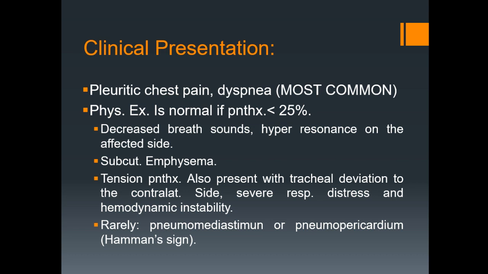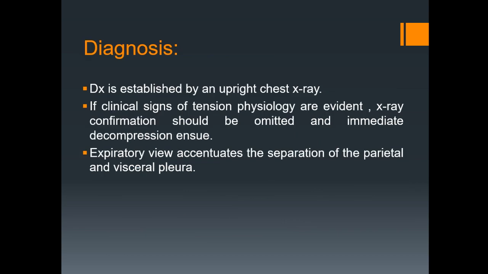Diagnosis is always established by an upright chest X-ray, PA and lateral view. Clinical diagnosis you should keep in your mind. When you have a diagnosis of tension pneumothorax, there is no need to send this patient for a chest X-ray because you would kill this patient. It needs rapid intervention, either by inserting a needle or cannula or any sharp instrument, or if you have the facility, by doing a chest tube.